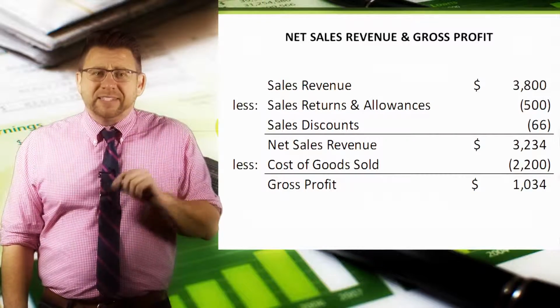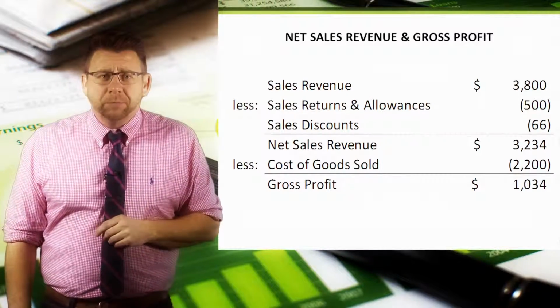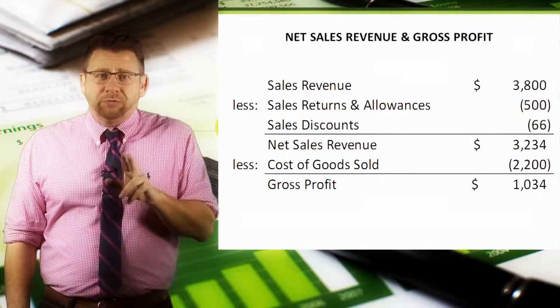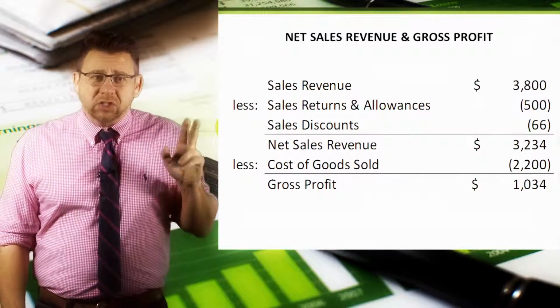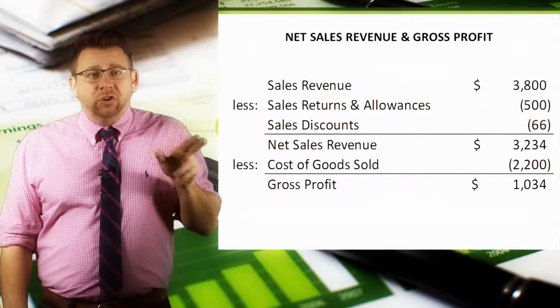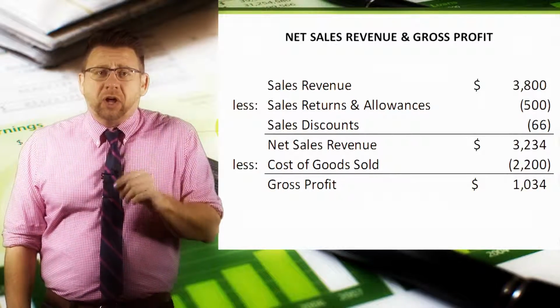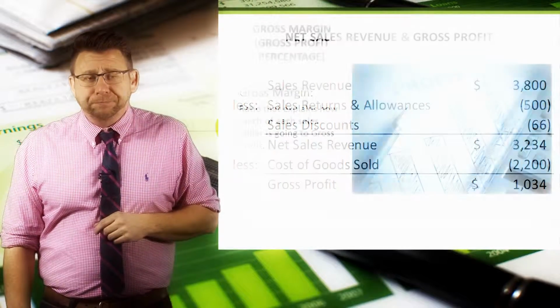Gross profit is the difference between net sales revenue and cost of goods sold. It represents the amount the goods were sold for greater than their cost. So RCA sold those vinyl records to Championship Vinyl for $1,034 more than they cost RCA Records.